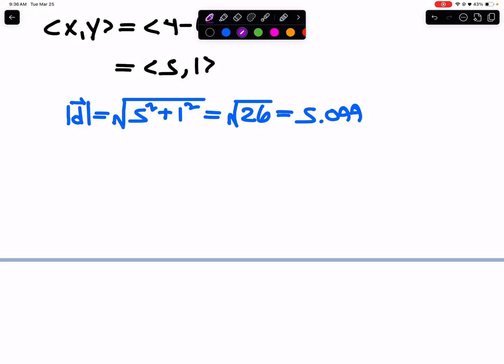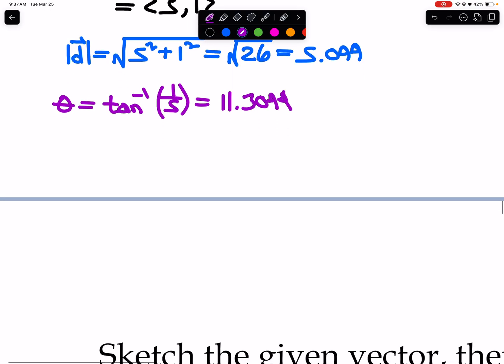And then if I need to find the direction, which you will, we're going to do inverse tangent of the y component over the x component. So inverse tangent of a fifth, which is going to give you 11.3099. So let me show you how we need to round. Because of this 9, I need to round this up, which means this 0 will now become 1. So my rounded answer will be 11.31 degrees.